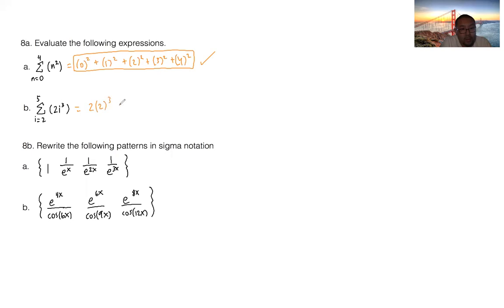2 times 2 to the third, plus 2 times 3 to the third, plus 2 times 4 to the third, plus 2 times 5 to the third, right? So from i starting at 2, ending at 5, evaluating this function at every point in between. And when you add this up, this will give you the single value answer or solution you're looking for, okay?